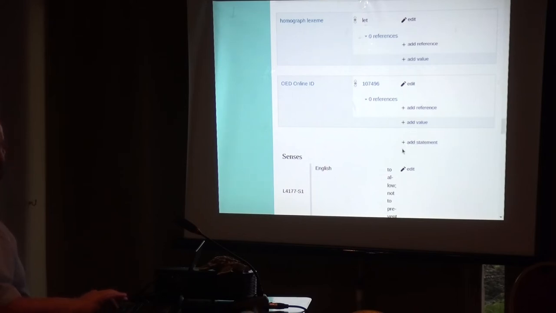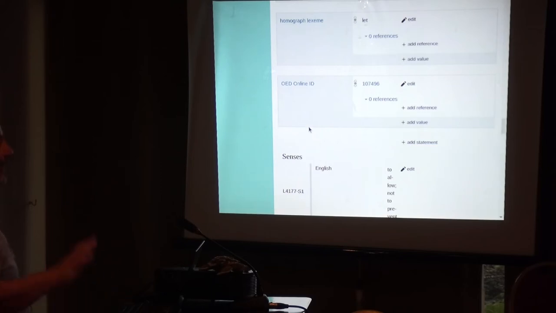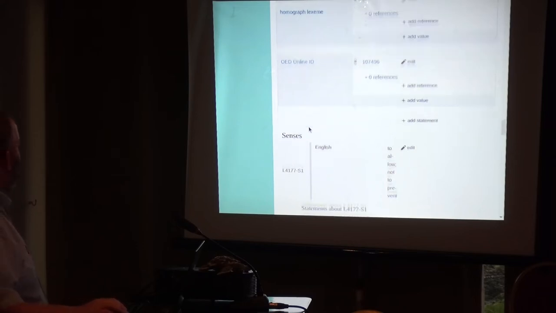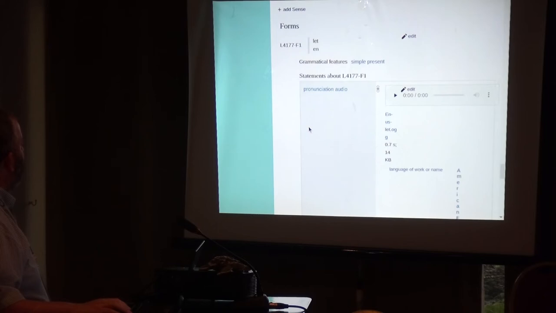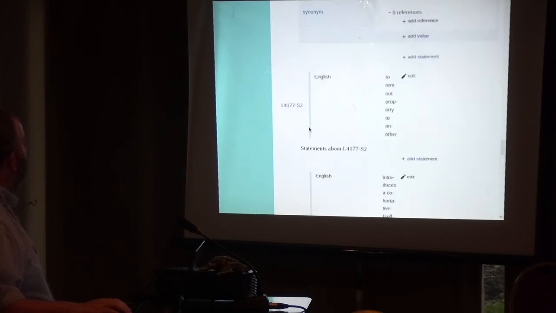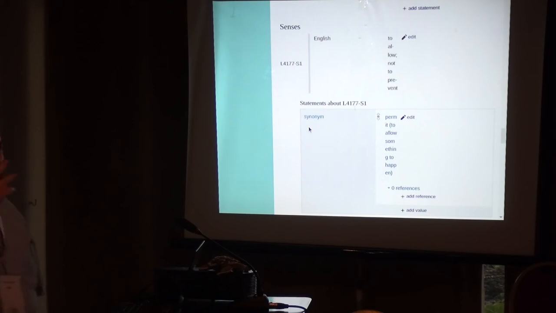And we have the opportunity to add a statement just like any other Wikidata screen. But then we have two things that are unique to lexemes and not to Wikidata items. We have senses and we have forms. Senses and forms. So let's start with senses. Every lexeme has senses and forms. A lexeme should have at least one sense, one meaning, but it could have many senses, and it should have at least one form.